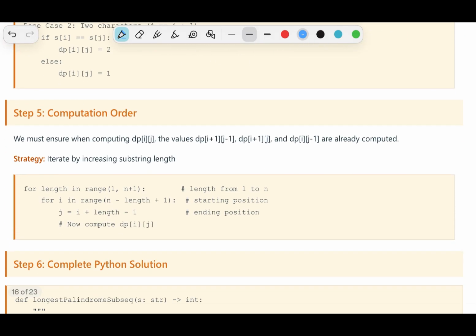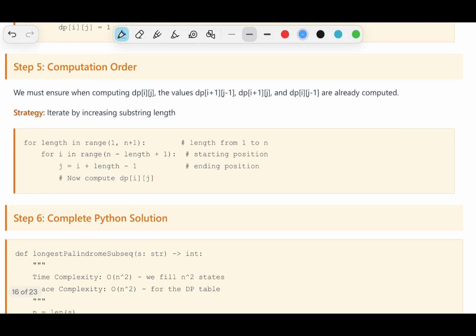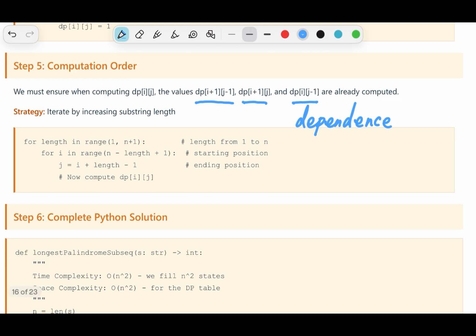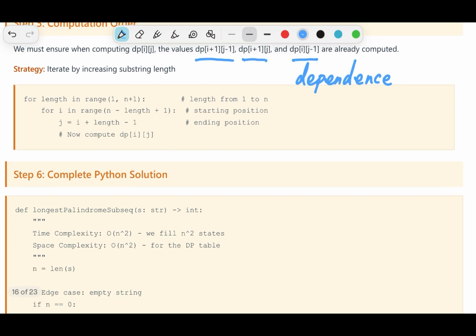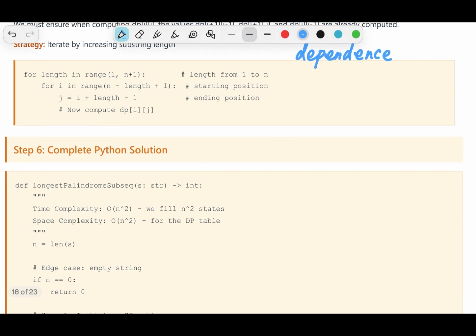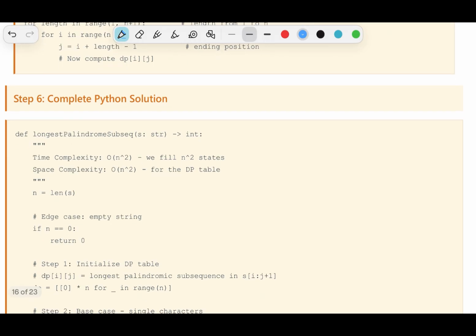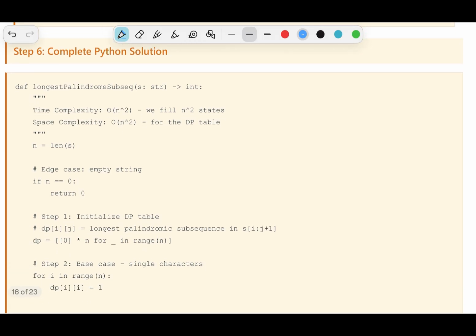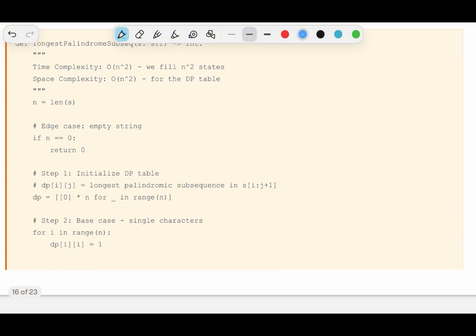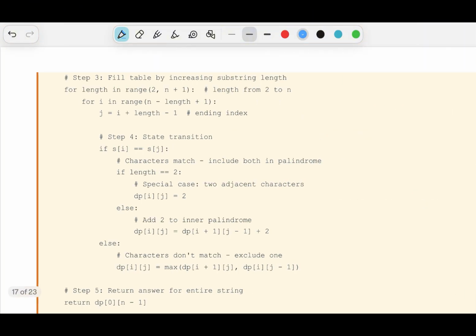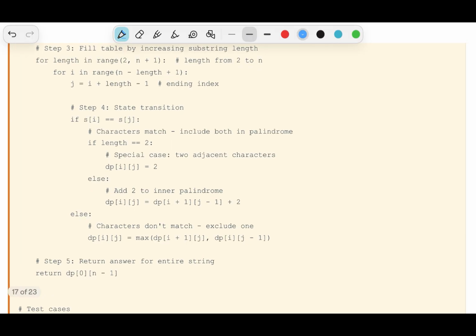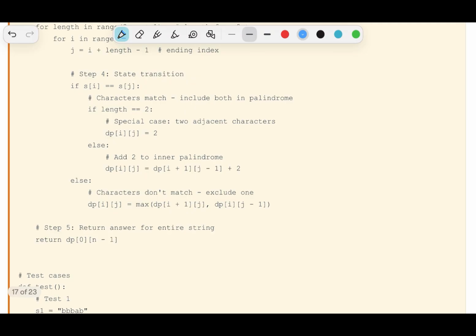And step 5, the order of operations. This is super important for interval DP. Think about our formulas. To calculate dp[i][j], we need the answers for smaller intervals like dp[i+1][j-1]. This means we can't just fill our table from top to bottom, left to right. We have to calculate the answers for all the small intervals first. So we will iterate by the length of the substring. First, we calculate all answers for length 1, then all answers for length 2, then length 3, and so on, until we calculate the answer for the entire string.